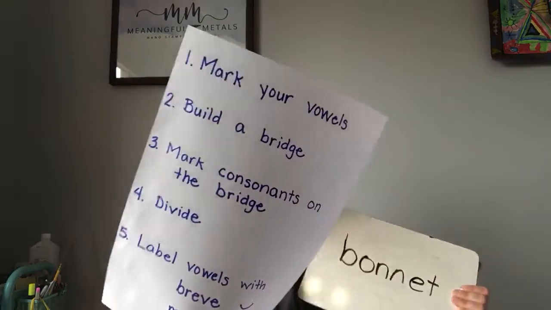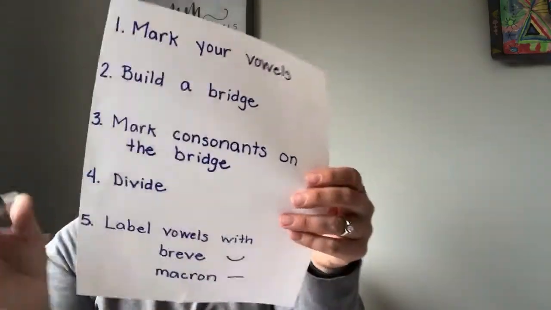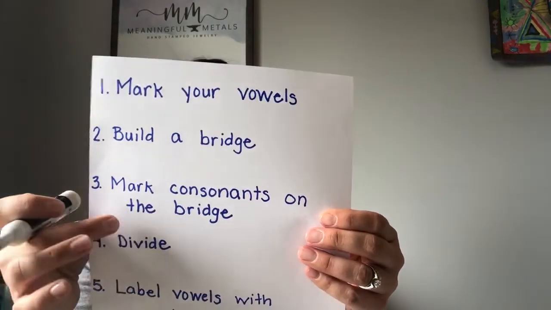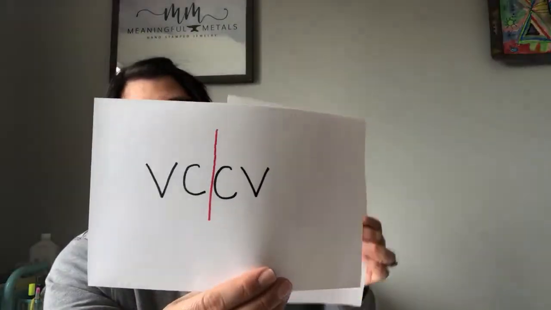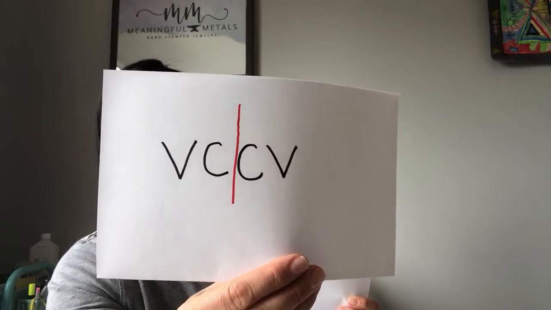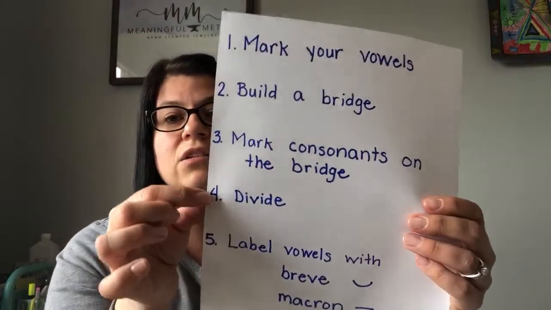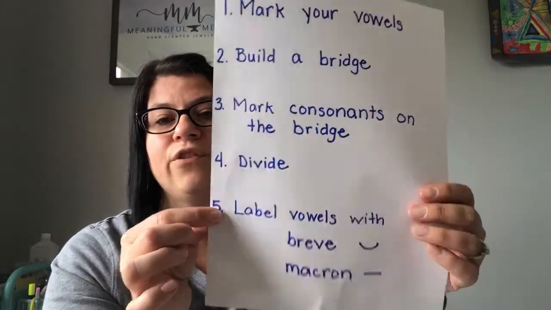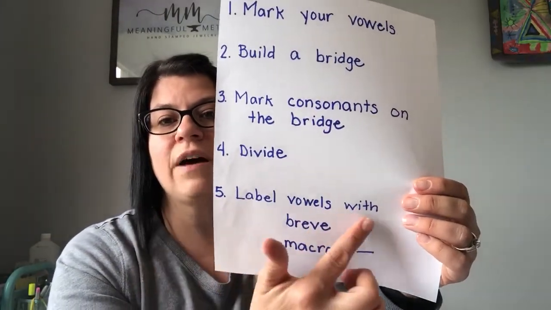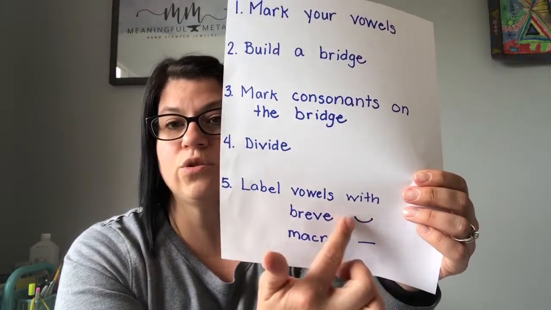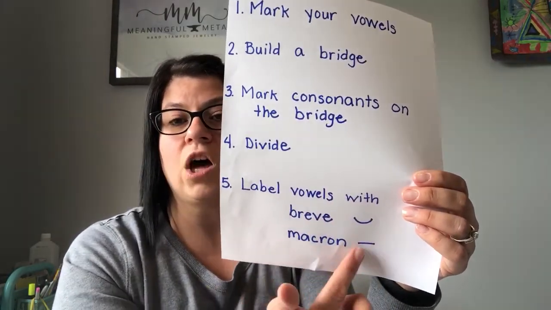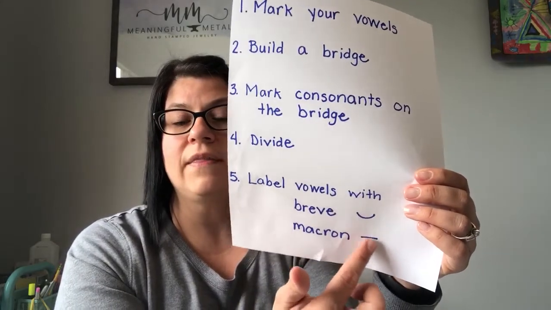So let's get back to our steps. You wrote down, the last step was mark consonants on the bridge. Fourth step was divide, and you are using this VCCV division pattern. There's many different division patterns. That's the one we're focusing on in this lesson. So your fourth step was divide. Your fifth step was to label the vowels with a breve or a macron, all right? That's that smiley face for the short, and then the long vowel is the macron, and that uses that straight line right there.